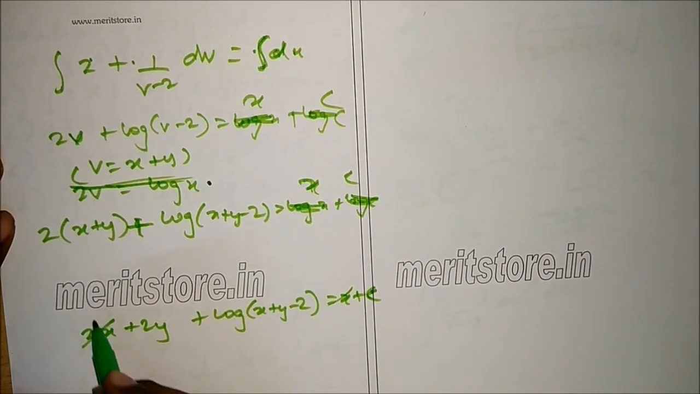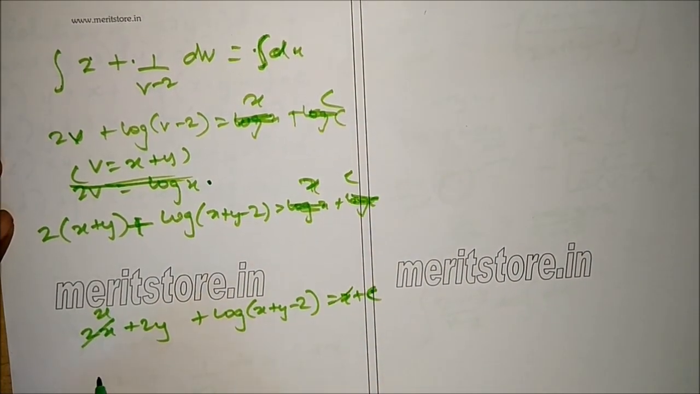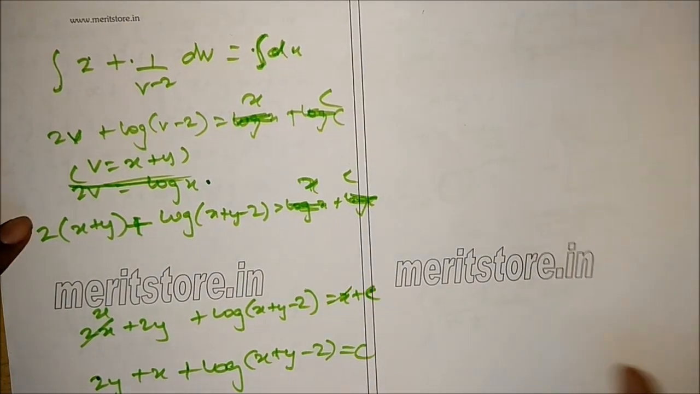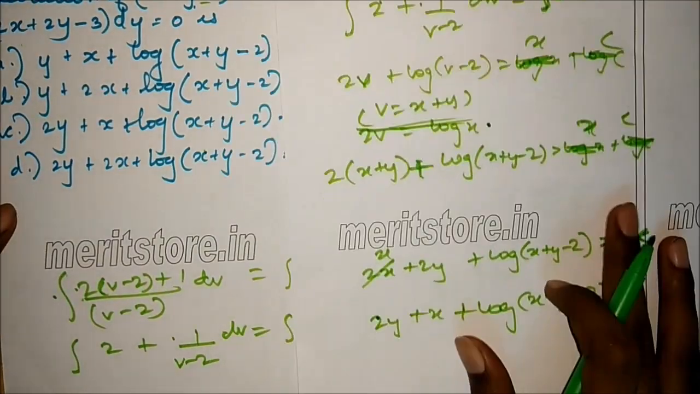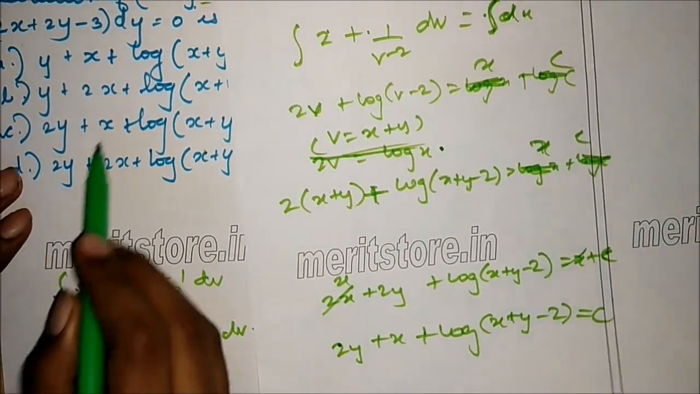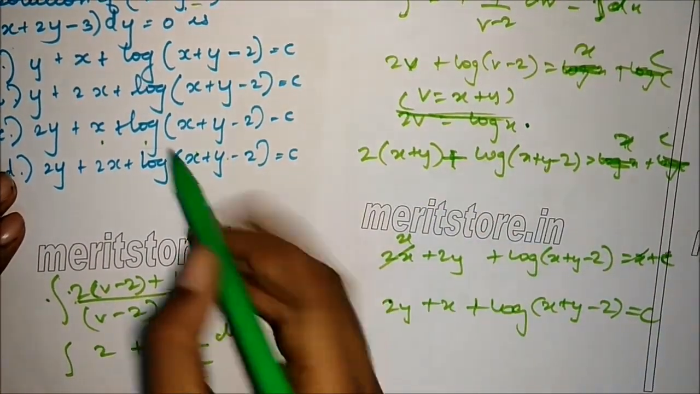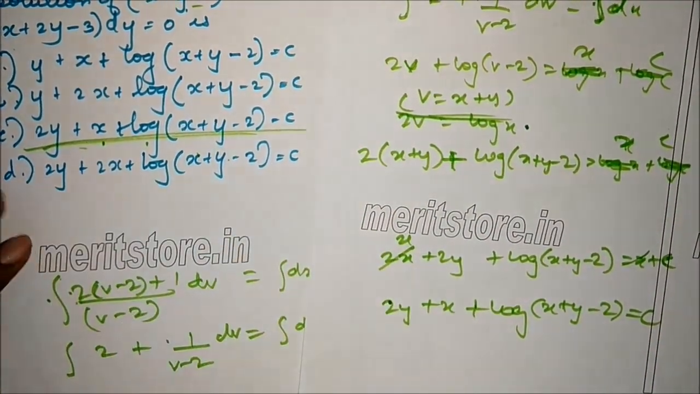So x gets cancelled, we are left with x plus 2y. So this will be 2y plus x plus log of (x plus y minus 2) is equal to c. So we compare it with the options. So 2y plus x plus log of (x plus y minus 2) is equal to c. So the answer is c.